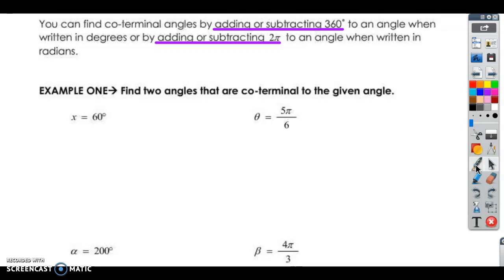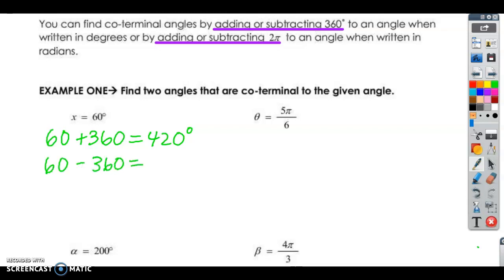So if you've got an angle in degrees, and I want a coterminal angle, there are an infinite number of coterminal angles, but we're just going to show you examples. If I take 60 degrees and I add 360, I get 420 degrees. Now remember, no calculator, so try to do this without a calculator. You'll thank me next year. There we go. Two examples of coterminal angles.